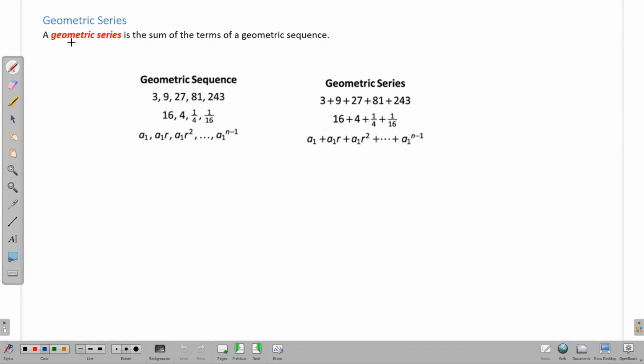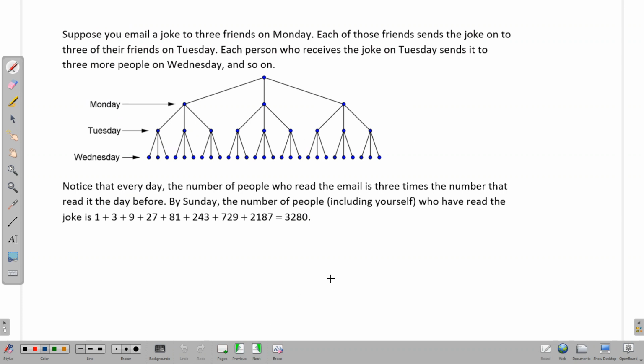Just like arithmetic series, a geometric series is simply the sum of a geometric sequence. Take any sequence, add it together, that becomes a series. So we're going to take geometric sequences and add them together. So let's look at an example of what this might look like in an application.